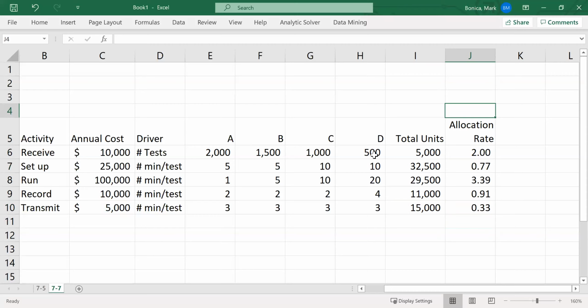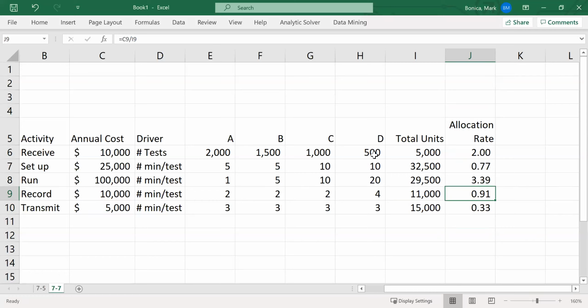So these are the allocation rates. Receive is $2 per test, and then setup, run, record, and transmit are each in terms of minutes: 77 cents per minute for setup, $3.39 for run, 91 cents for record, and 33 cents for transmit.